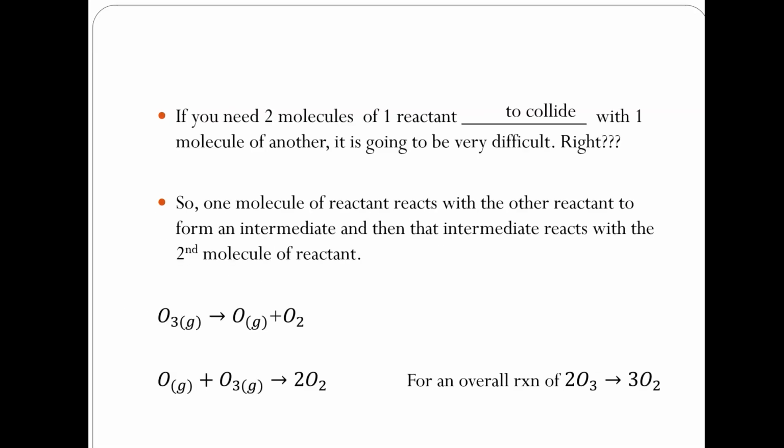One molecule of a reactant reacts with the other to form what we learned a few slides ago, an intermediate. So here's the example again of ozone. Notice that this oxygen here is the intermediate that gets consumed again, but the overall reaction is 2 molecules of O3 to produce 3 molecules of O2, because these cancel out. It gets produced and then consumed in the 2nd step.